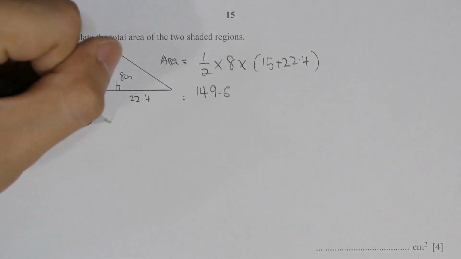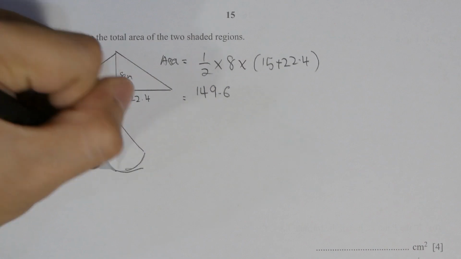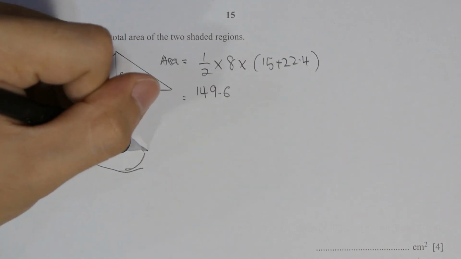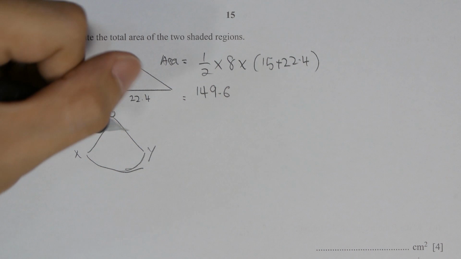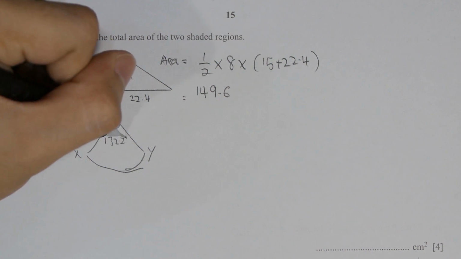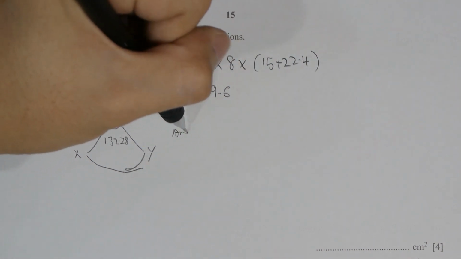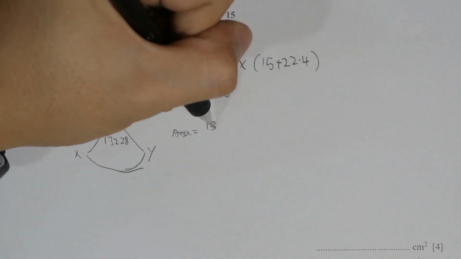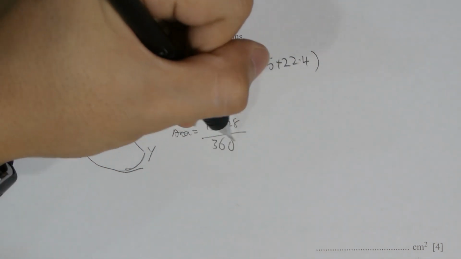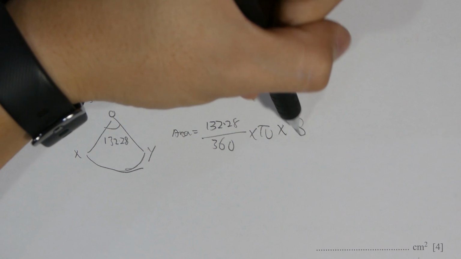And minus it off with the sector XOY here. So 132.28 over 360 times pi r squared. Our r is 8, so the result will be 73.88. And the difference here will be 75.72.